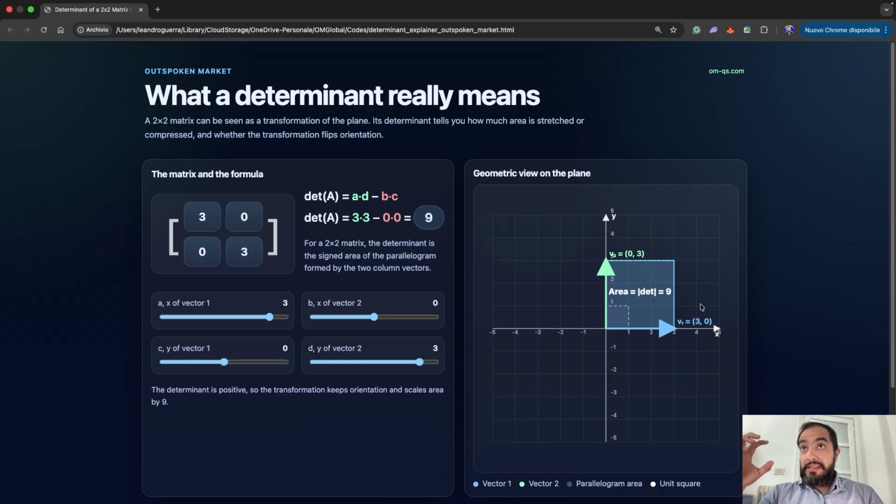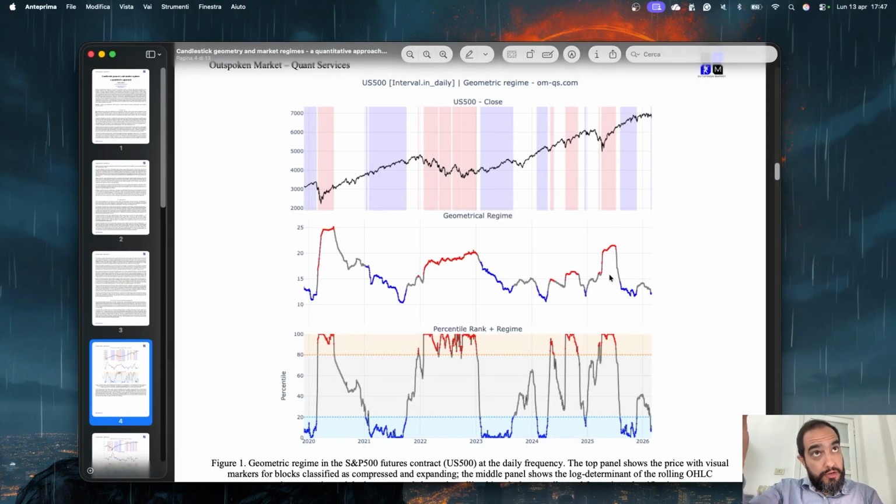If we pick up that idea and translate it to the markets, what do we have? Leandro, I think we have the volatility. Yes, I can use the determinant of a matrix to understand when the volatility is compressing and when the volatility is expanding. And with that, I can therefore measure the regimes in any given security.